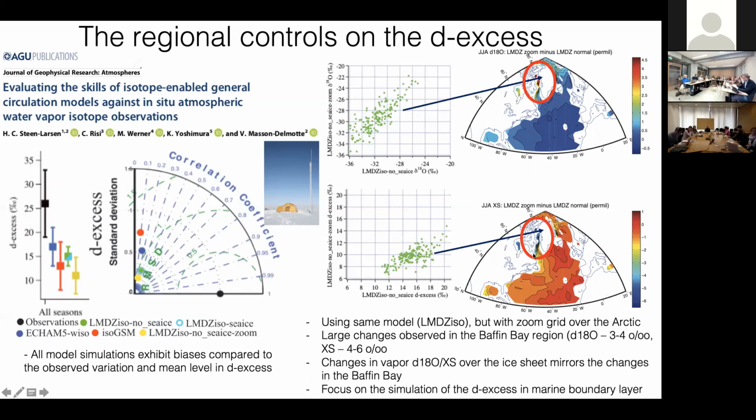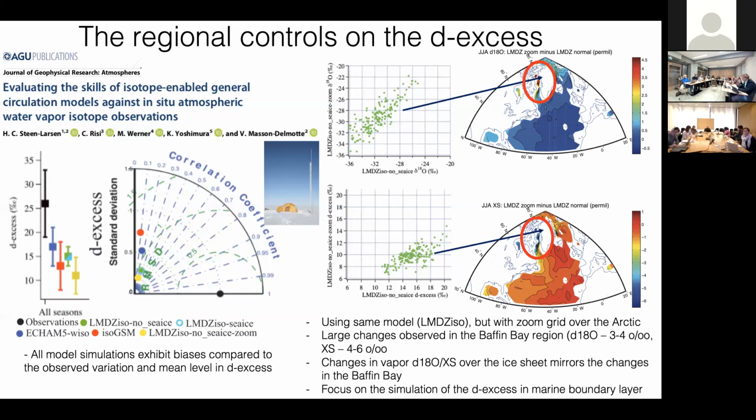And what we found is that where we saw the largest difference between the two simulations was in the Baffin Bay area. This is what you can see in the color code here, that we see about 3 to 4 per mil differences in the Baffin Bay, and 4 to 6 per mil in DXS. Interestingly enough, these biases were exactly the same as the biases that we saw against the observations on top of the Greenland ice sheet.